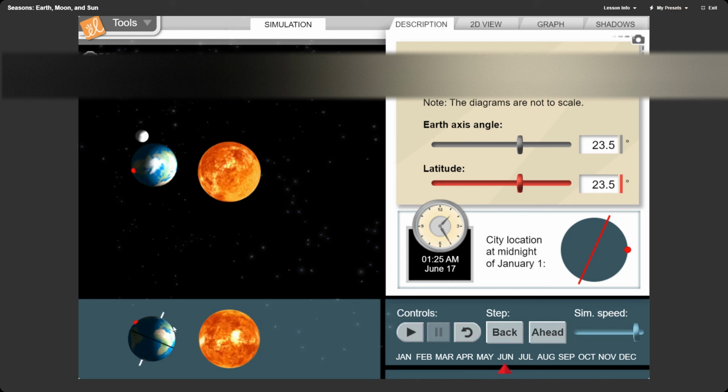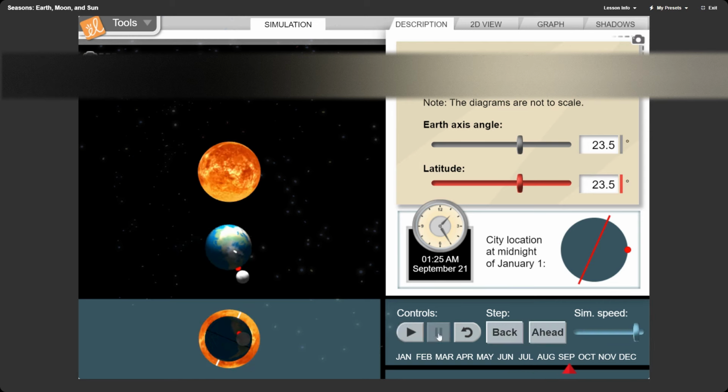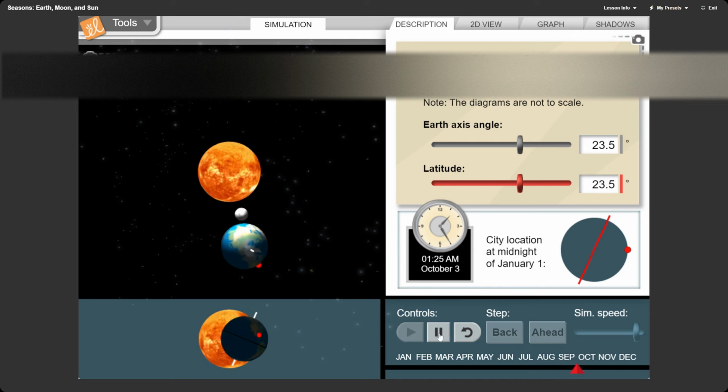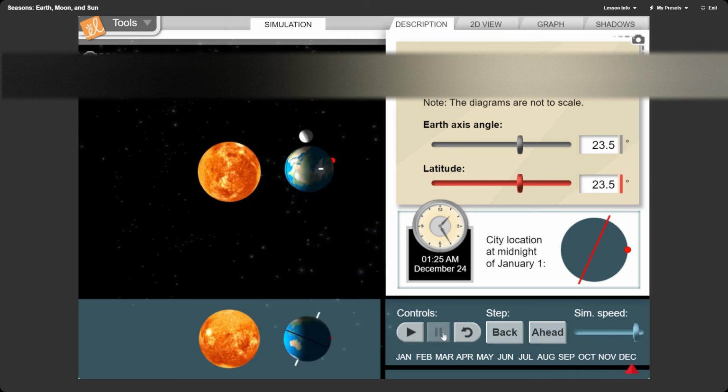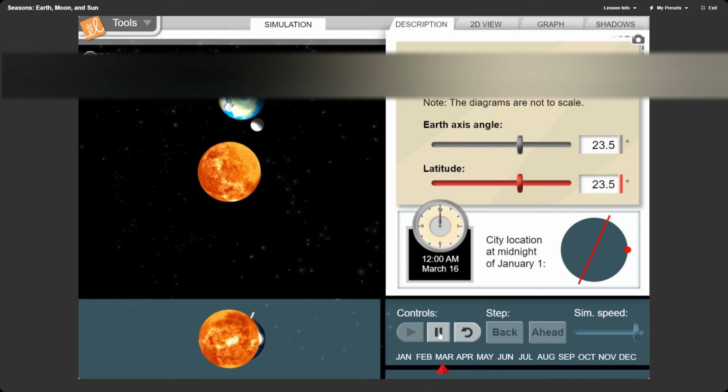And we're back to summer again in the Northern Hemisphere and winter again in the Southern Hemisphere in June 21st or around that time. And then we're back to fall here where equal amounts of daylight and nighttime are being experienced throughout the whole world. It's fall in the Northern Hemisphere and spring in the Southern Hemisphere. And then over here, we're experiencing winter in the Northern Hemisphere, summer in the Southern Hemisphere. And then it just keeps cycling and cycling.